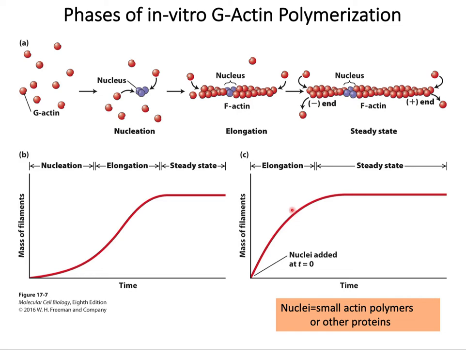On the right graphical representation, now if you happen to add some kind of nucleus to a reaction, and the nucleus could be a small actin polymer or some actin binding proteins that can serve as nuclei, and we'll talk about these later. But then you can see that you can overcome this lag phase quite efficiently, and you get more rapid elongation until you reach the steady state.